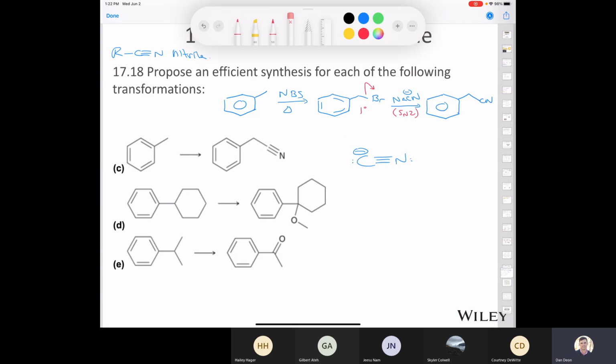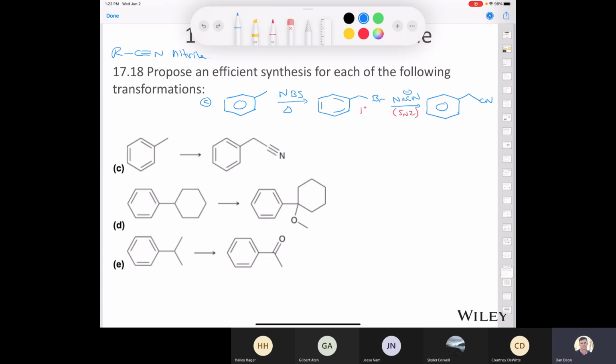I'm going to delete the mechanism just to save a little room here. But give me a thumbs up if you follow me on that one. So that is C. It's a 2-step process. So first was benzylic bromination using NBS and heat, followed by an SN2 with sodium cyanide, and that goes all the way back to Chapter 7 in Organic Chemistry 1. It's a good nucleophile, weak base, primary alkyl halide, bada boom, bada bing.